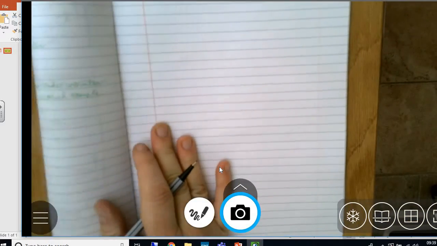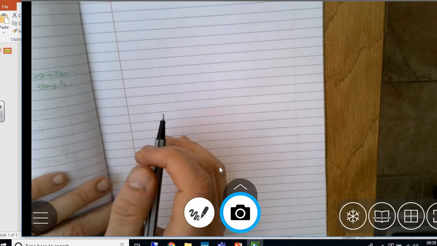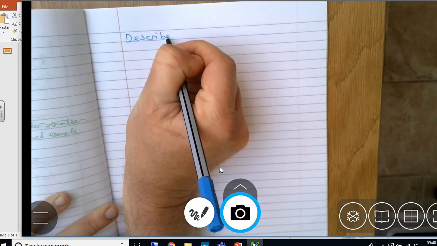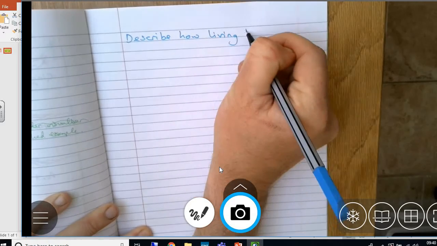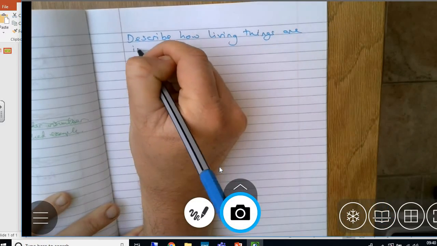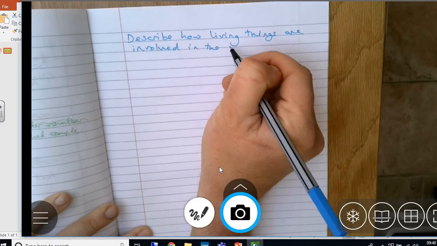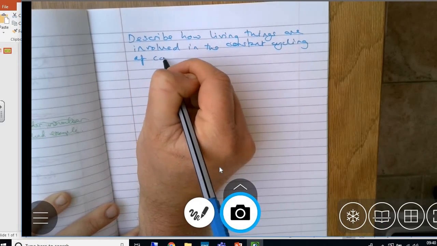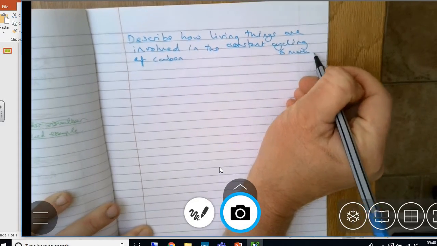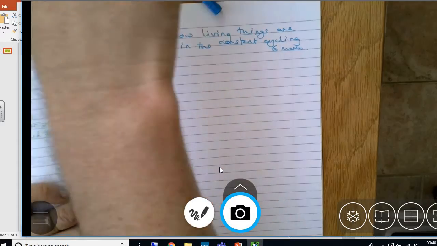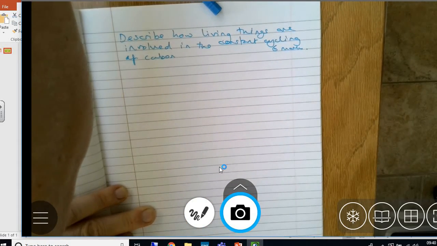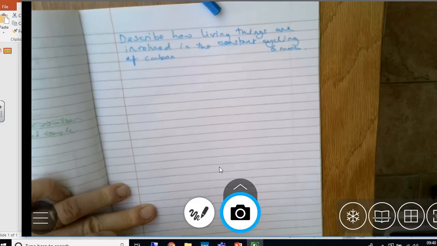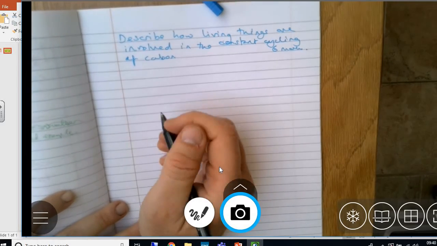Here's my paper that I'm going to use to write on. So, a reminder of the question first of all: describe how living things are involved in the constant cycling of carbon. I'm going to have a go at answering this question in my book, and I want you to use my model answer and the pointers that I've already given to be able to mark yours.